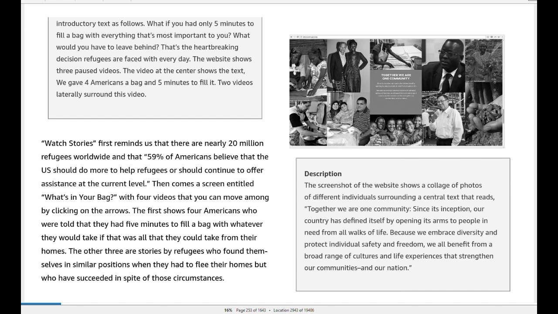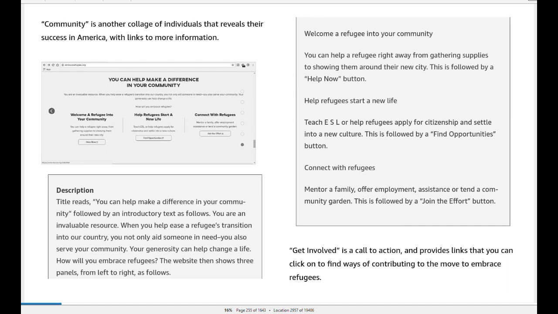The screenshot above of the website shows a collage of photos of different individuals surrounding a central text that reads, "Together we are one community." Since its inception, our country has defined itself by opening its arms to other people in need from all walks of life. Because we embrace diversity and protect individual safety and freedom, we all benefit from a broad range of cultures and life experiences that strengthen our communities and our nation. Community is another collage of individuals that reveals their success in America, with links to more information.